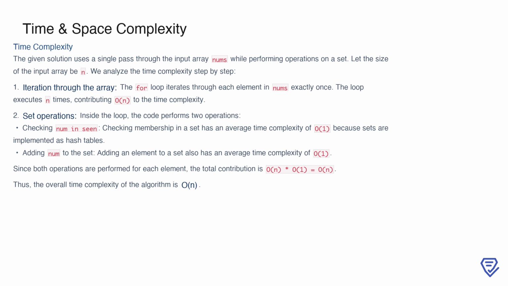Both of these operations have an average time complexity of O(1), because sets are implemented as hash tables, which allow for efficient lookups and insertions. Since these operations are performed for each of the n elements, their combined contribution is O(n) * O(1), which simplifies to O(n). Adding it all together, the overall time complexity of the algorithm is O(n).